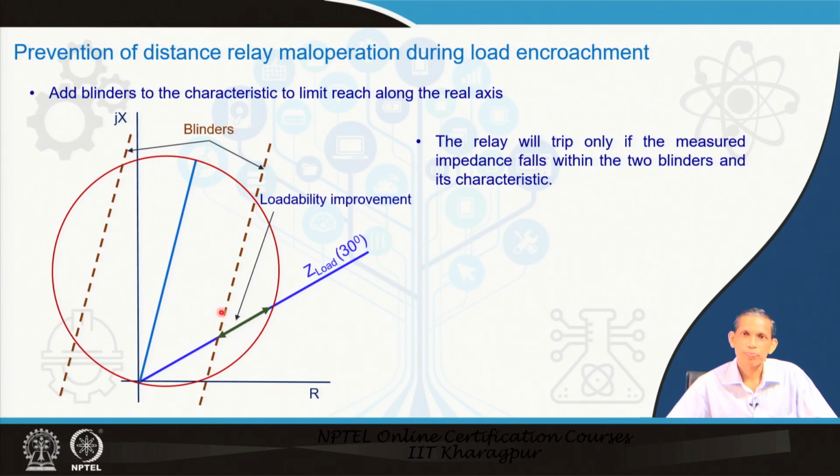The relay will trip when the point is inside the characteristic, and also to the left of the right-hand blinder. So, if the point falls within the blinders and also in the characteristic, only then will the relay trip, which ensures that this is a fault. Therefore, the relay will not trip in this portion, because this is the area of the load. So, we have a gain of this portion, and that is the loadability improvement using the blinder concept.